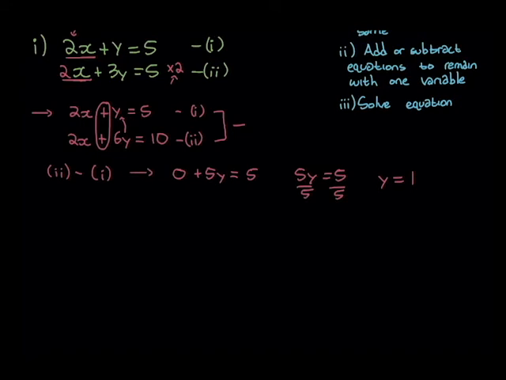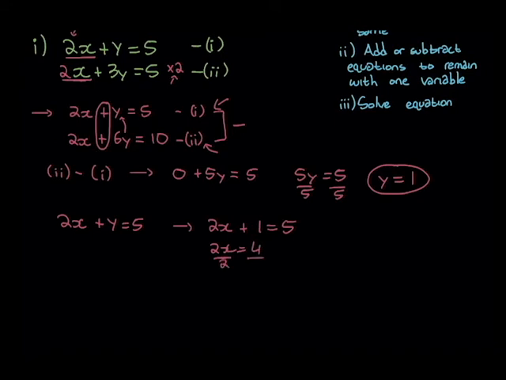Now we can substitute this y back into either the first equation or the second equation. I'll just pick the first equation, 2x plus y is equal to 5. I substitute the 1 in, and I get 2x plus 1 is equal to 5, so 2x is equal to 4. Divide both sides by 2, and you get x is equal to 2. So this would be us solving these equations simultaneously.